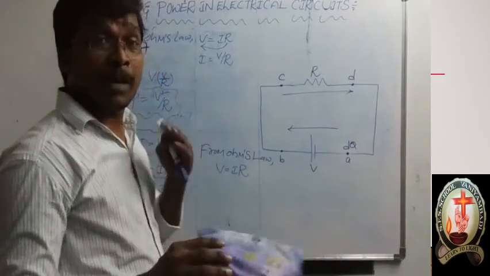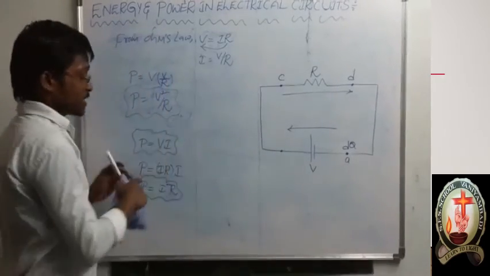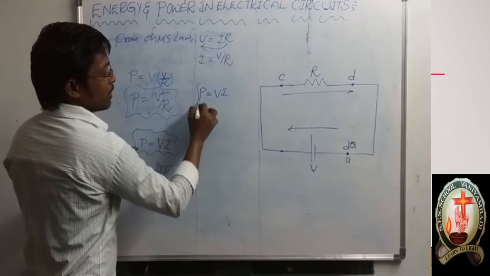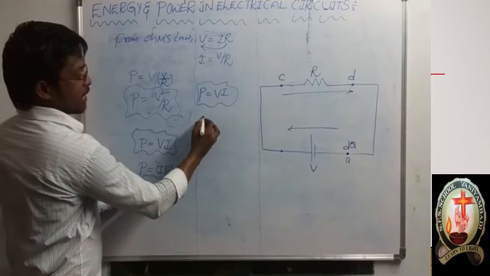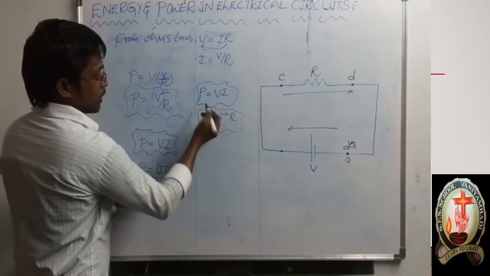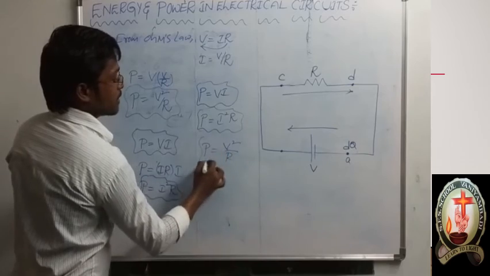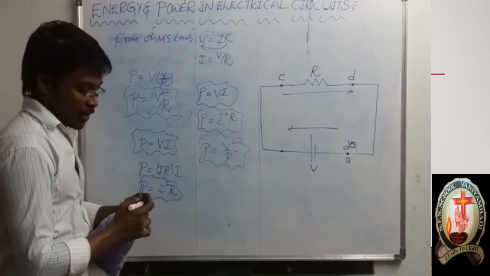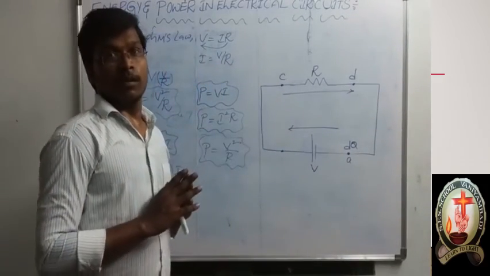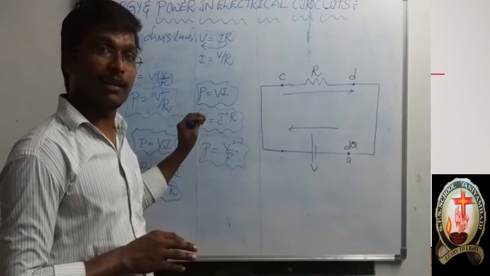So totally how many power expressions did we get here? 3 power expressions. What are they? First one, P is equal to VI. Next one, P is equal to I square R. Third one, P is equal to V square by R. These 3 expressions are the power expressions in electrical circuits.